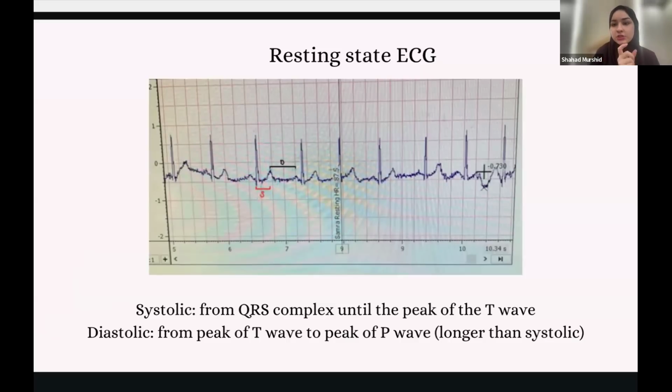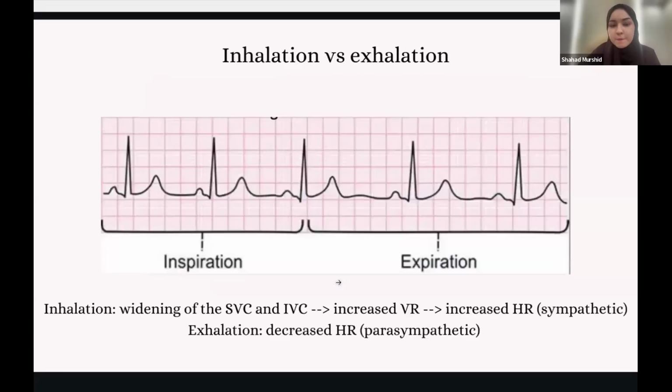Now, you obviously have systolic and diastolic periods in the ECG. Systolic is for contraction and diastolic is relaxation. The area of systolic is basically from the peak of the QRS up until the peak of the next T wave. And then the diastolic is from the peak of the T wave up until the next P wave. As you can see, the diastolic period is longer, because the heart needs more time to relax and fill with blood fully. So diastole is longer than systole.